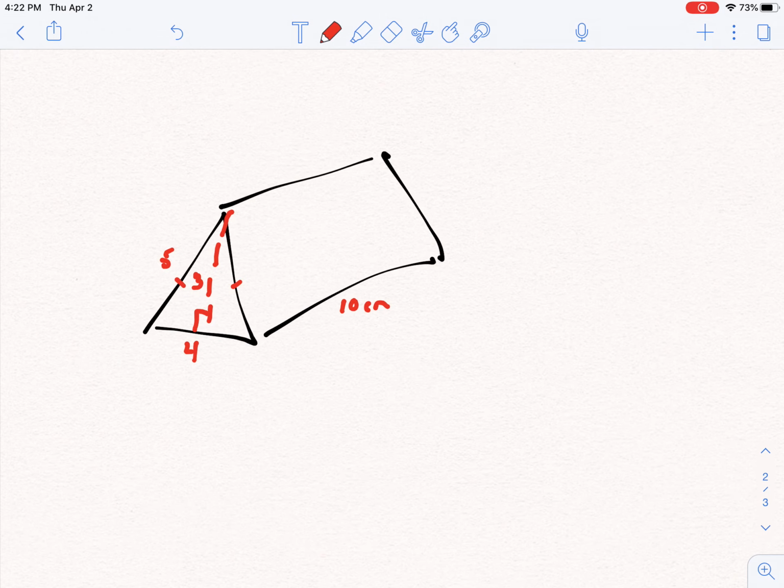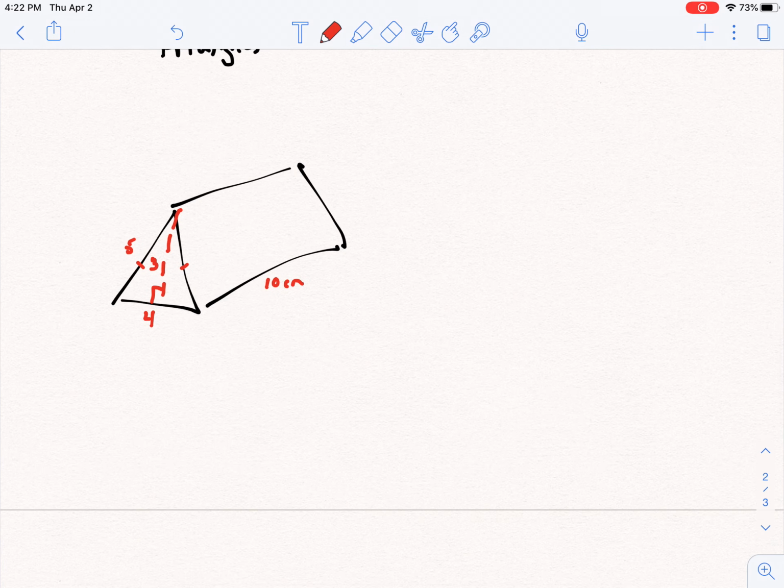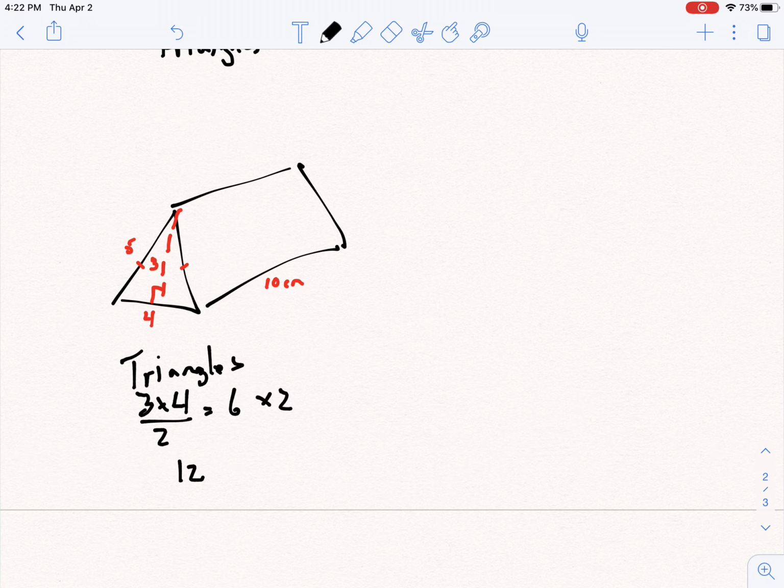And real quick, if I was to find the surface area of this shape, I'll do it a little bit quicker this time. Triangles, height is 3, base is 4. I can see that because I know the 90 degrees. So for the triangles, I'm simply going to go 3 times 4 divided by 2, because they're triangles, equals 6. Again, same as last time. And I'm going to times that by 2 because I have 2 triangles. So I know 12 centimeters squared is the triangles.